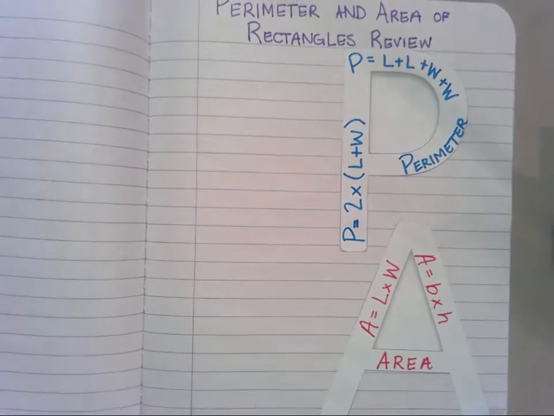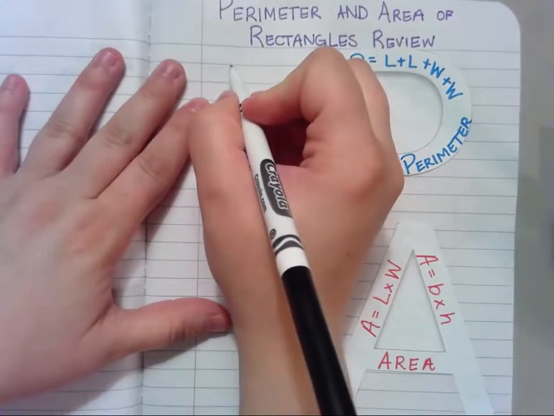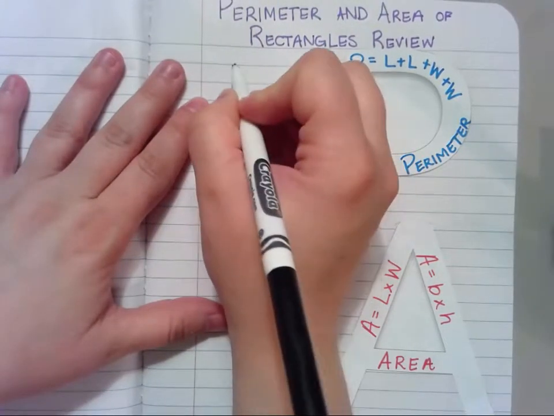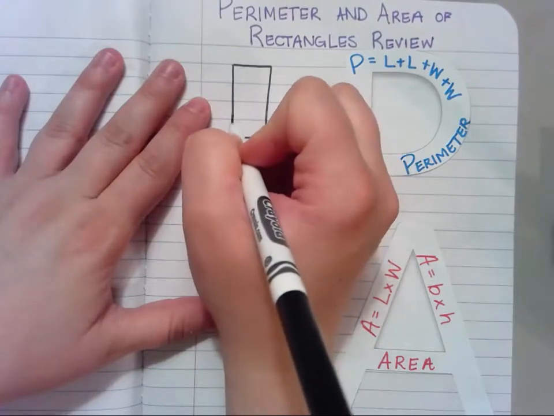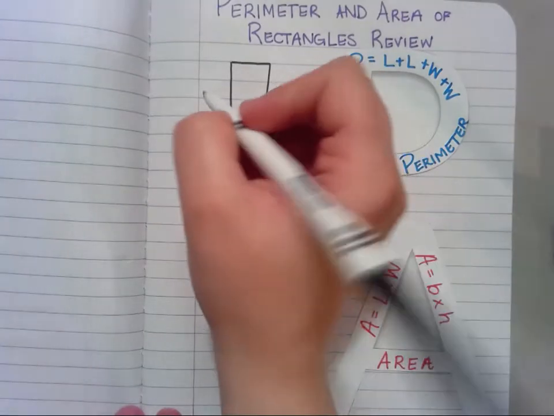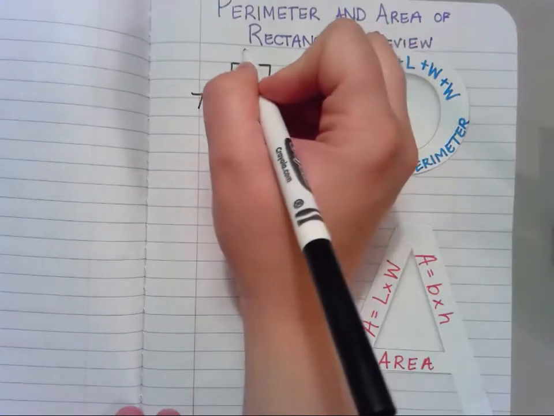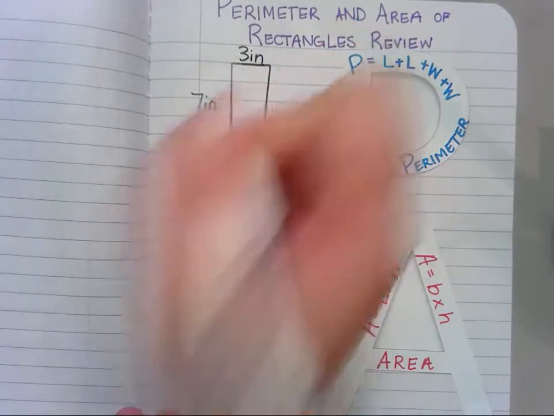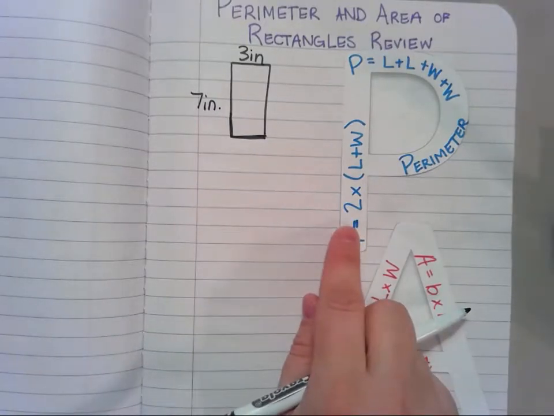So let's start by drawing an example. Over here on this side of my paper, let's just draw a rectangle. Okay, I've got a rectangle. This side is going to be 7 inches. My top, 3 inches. So let's find the perimeter of this.